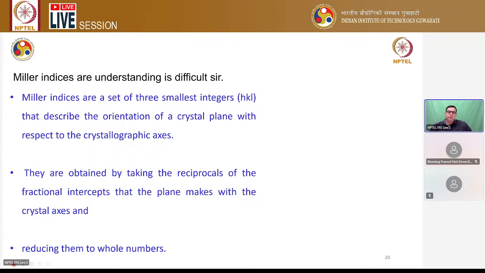Mathematically we'll see what Miller indices are, but theoretically they are defined as a set of three small integers, HKL, that describe the orientation of a crystal plane with respect to the crystallographic axes. They are obtained by taking the reciprocals of the fractional intercepts that the plane makes with the crystal axes and reducing them to whole numbers. This reduction to whole numbers is what denotes the Miller indices. So let us understand this with one example.